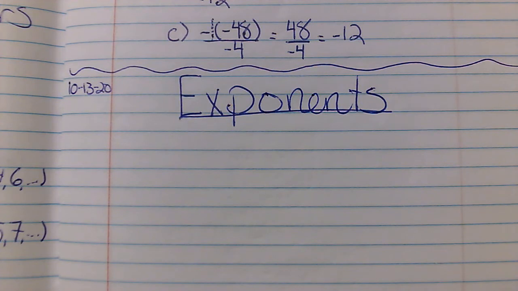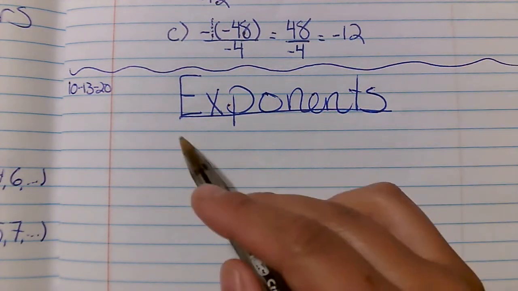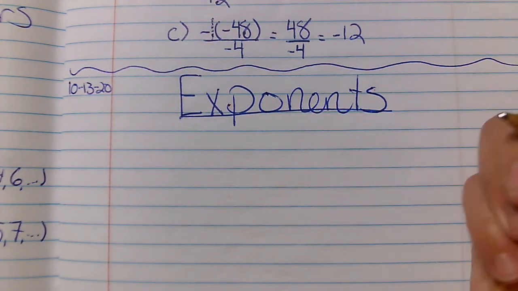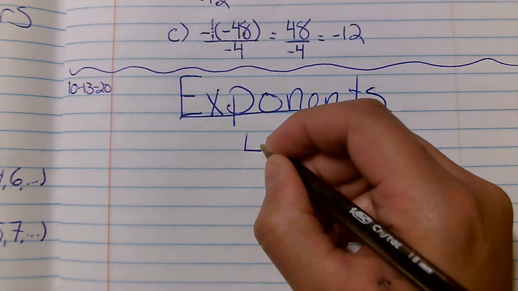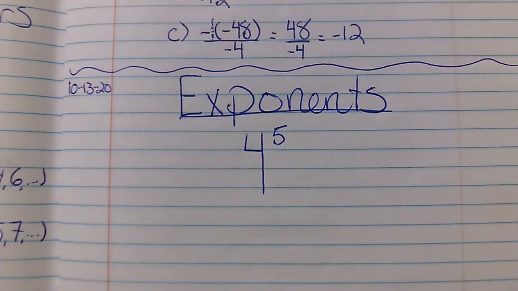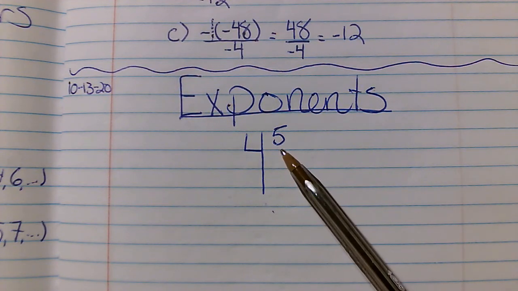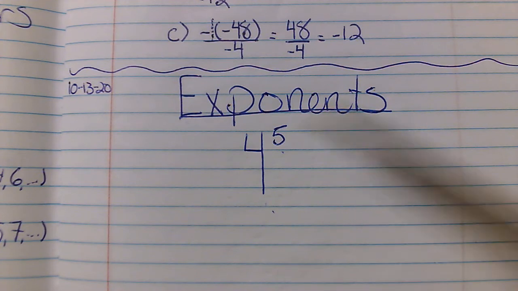When we're talking about exponents, I'm going to give you an example and put it right in the middle underneath where I just wrote my header. Let's do 4 to the 5th power. That's how we read this. We always read this as the base number 4 to the 5th power. So this is what a power is going to look like.